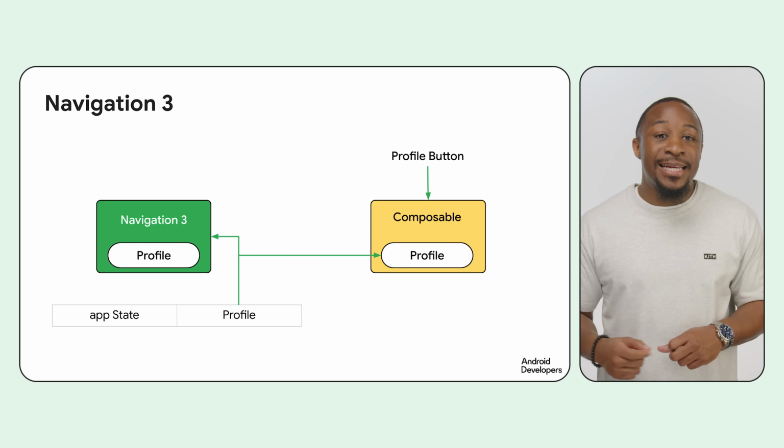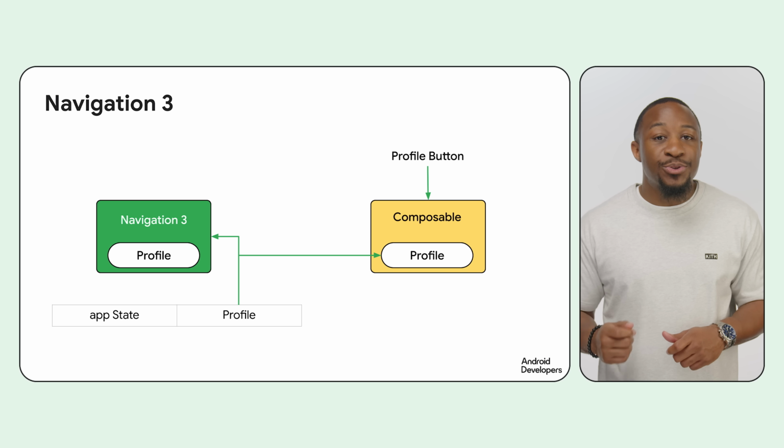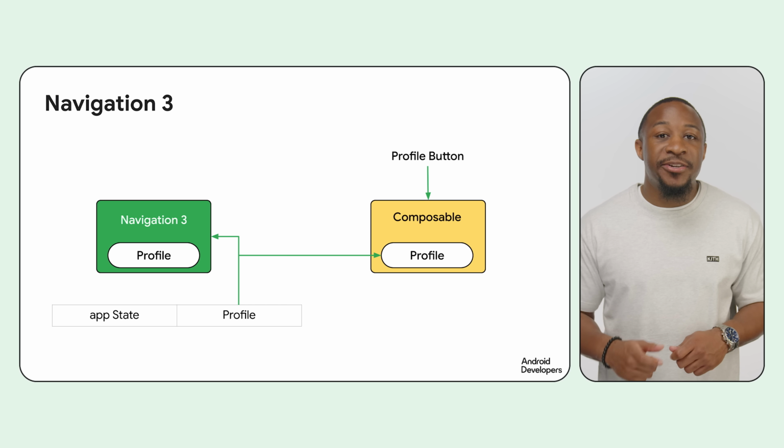Navigation 3 sees that state as it changes. And that same app state change also triggers the UI to update. We have a single source of truth, and anything relying on this state always knows exactly what it is. When navigation and UI are aligned, it simplifies the interactions and promotes safer practices.